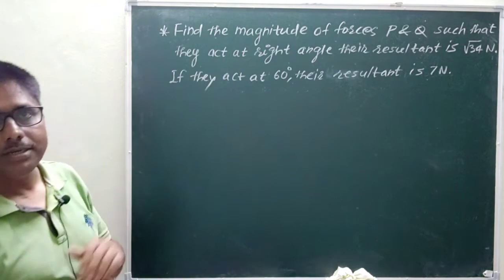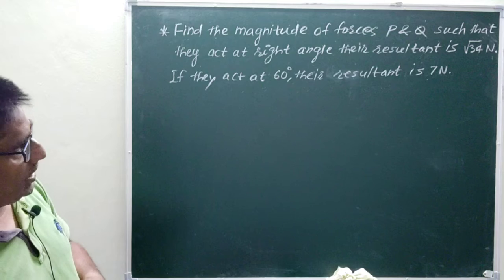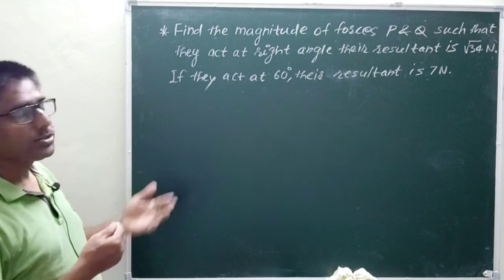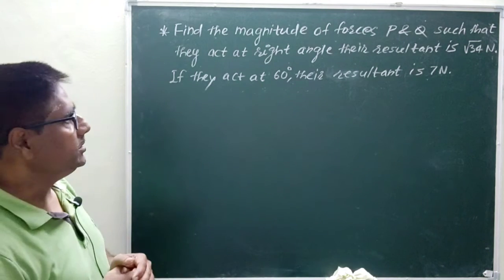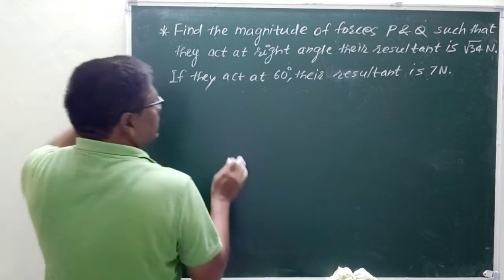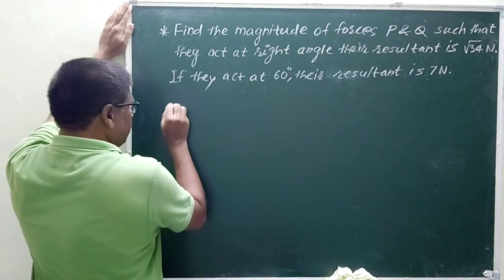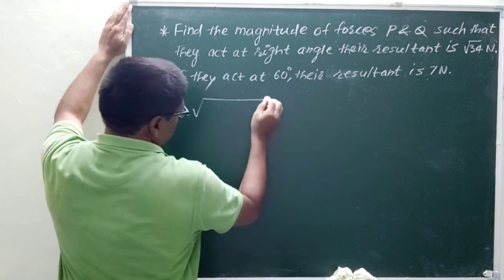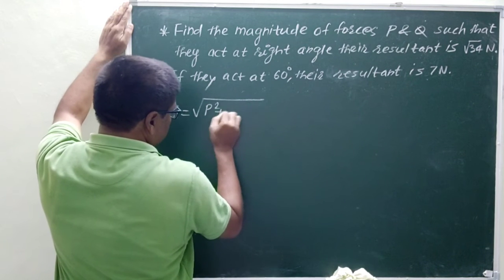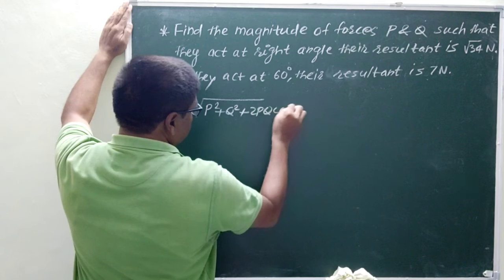Okay, let us write resultant formula for both the cases. We will solve those two equations to get the asked values for P and Q. As per law of parallelogram of forces, resultant value R is equal to root of P square plus Q square plus 2PQ cos theta.